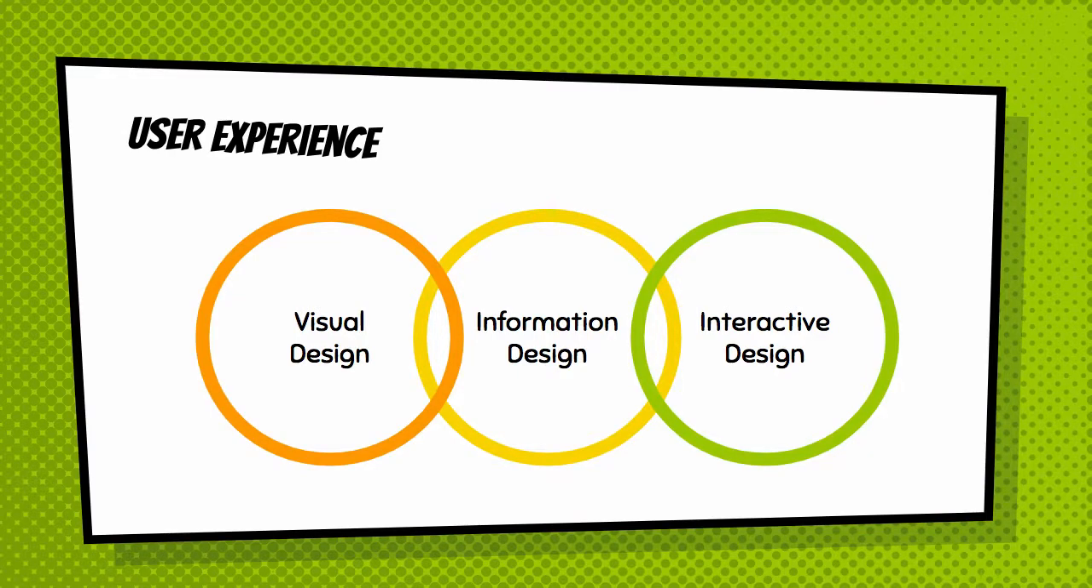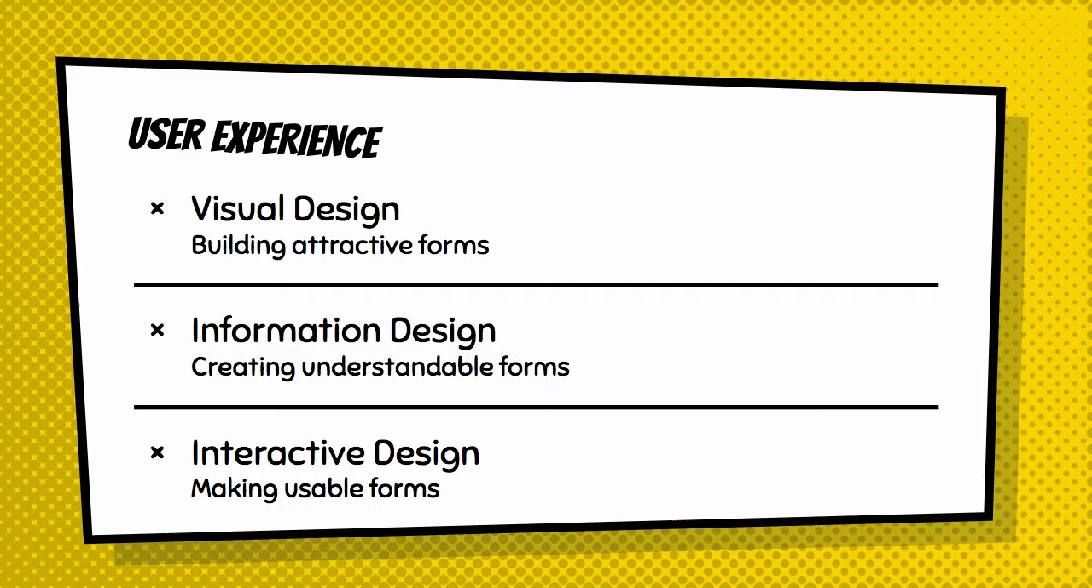With the user experience around forms, I've broken it down to three things: visual design, information design, and interactive design. I've simplified these approaches as: visual design is building attractive forms. I know visual design is more than that. Information design is creating understandable forms. And interactive design is making usable forms, making the interactions better as someone goes through it.